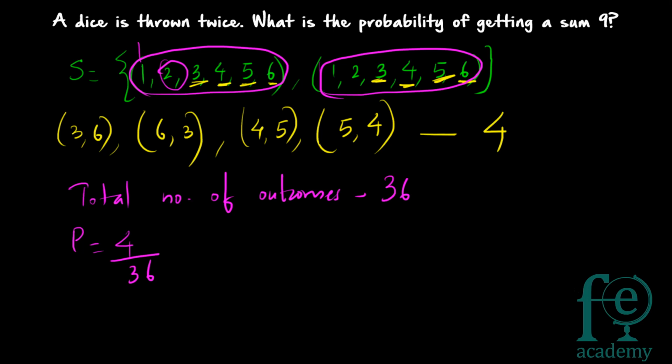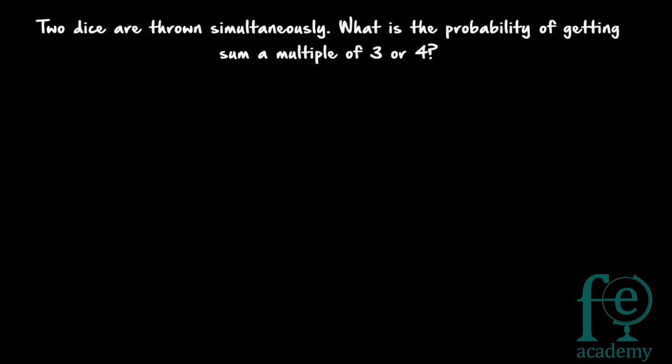So probability will be equal to 4 by 36, which gives you 1 by 9. So 1 by 9 will be the probability. Question number 3. 2 dice are thrown simultaneously. What is the probability of getting sum a multiple of 3 or 4?